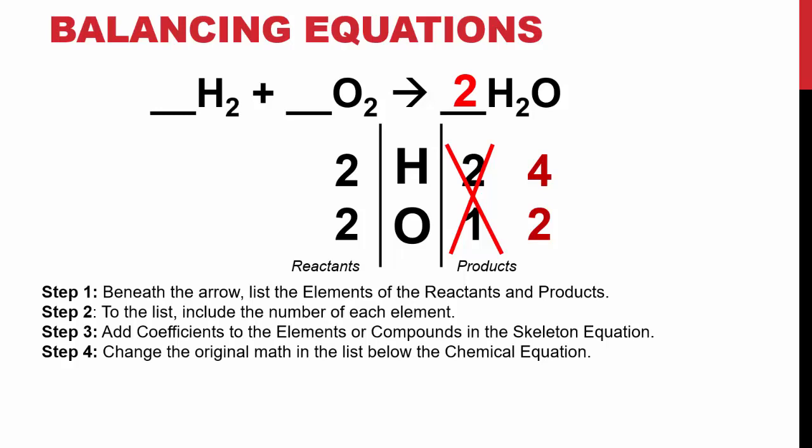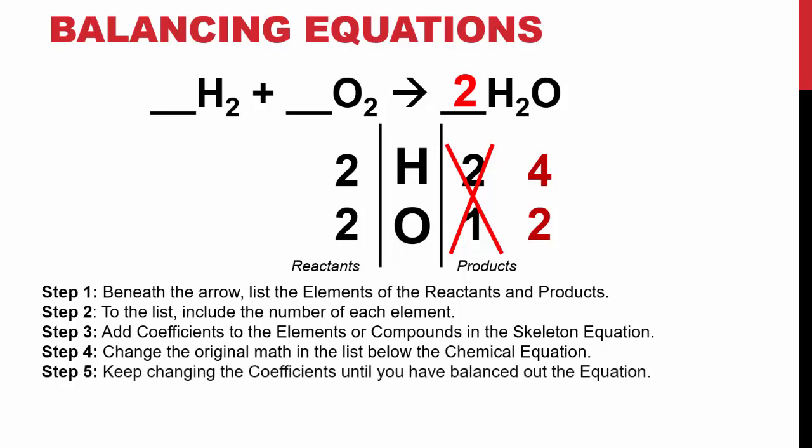My oxygens are now balanced, but my hydrogens are off. I need to change something on my reactant side so I can get 4 hydrogens in total. You keep on changing these coefficients until they have balanced out the equation. I put a 2 there, and now when you do the math one more time, you'll notice that it's a 4-to-4 for hydrogens and 2-to-2 for oxygens.